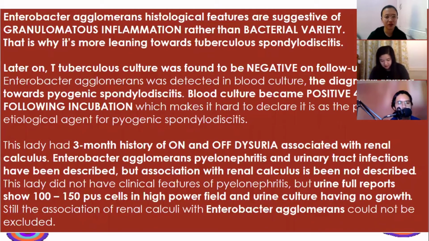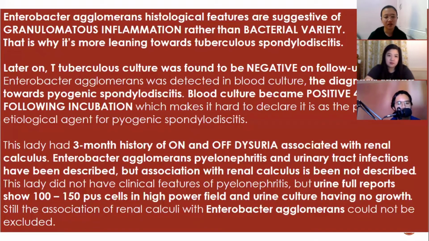Later on, tuberculous culture was found to be negative on follow-up. Enterobacter agglomerans was detected in blood culture. The diagnosis shifted towards pyogenic spondylodiscitis. Blood culture became positive 41 hours following incubation, which makes it hard to declare it as the potent etiologic agent for pyogenic spondylodiscitis. This lady had a 3-month history of on and off dysuria associated with renal calculus. Enterobacter agglomerans pyelonephritis and urinary tract infections have been described, but association with renal calculus has not been described.